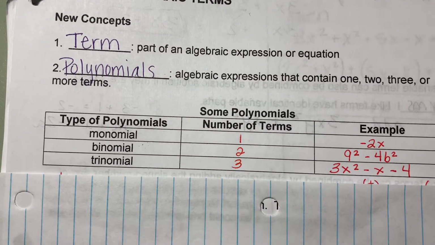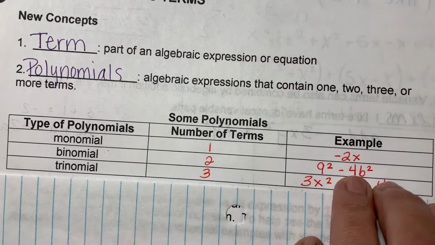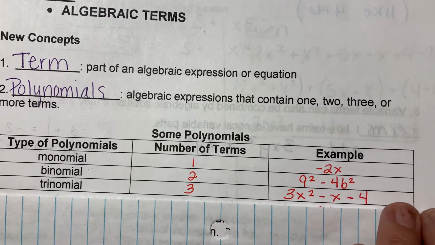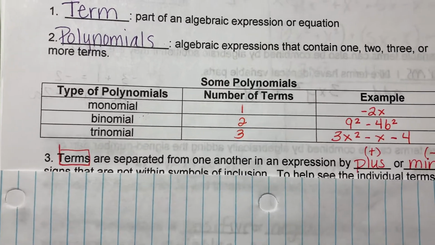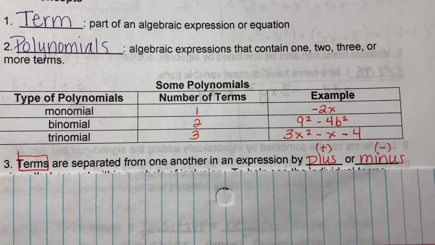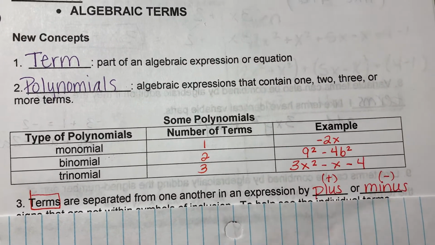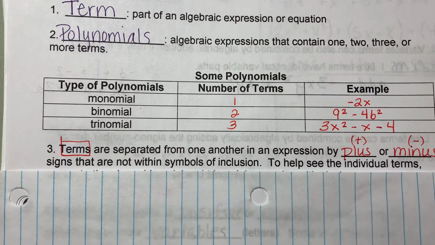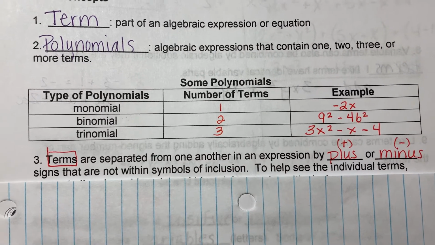And then a trinomial has three terms. So if I were to blank these out, I have 3x squared, then comes another one, minus x, minus 4. Each of those is its own term. Terms are separated from one another in an expression by either the plus or the minus. This one had the two minus symbols, so that separated the terms. They are not considered symbols of inclusion, so it doesn't dictate order of operations.